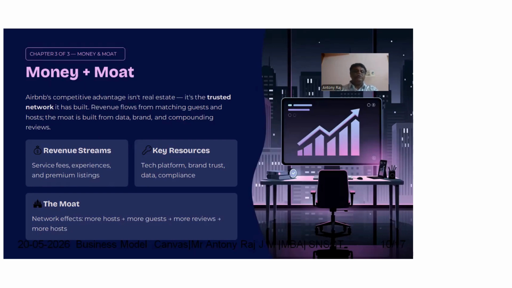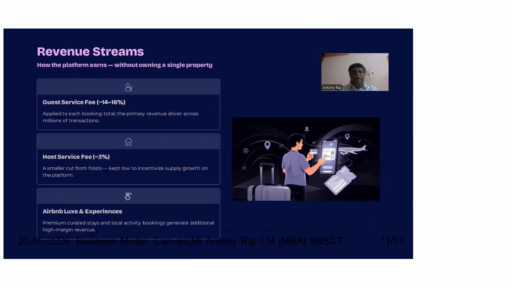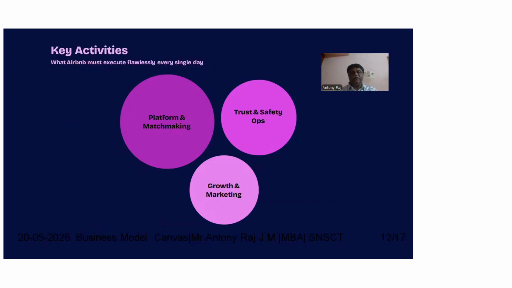And what are the key resources? The brand trust, the data, the compliance, as well as the tech platform. And the revenue streams, continued: the guest service fee was 14 to 16%, applied on every booking, and this was the primary revenue. And the host service fee was around 3%, so that they ensure the hosts are involved in this total game. Airbnb also had premium curated stays and local activity booking, which are generating high margin revenue.